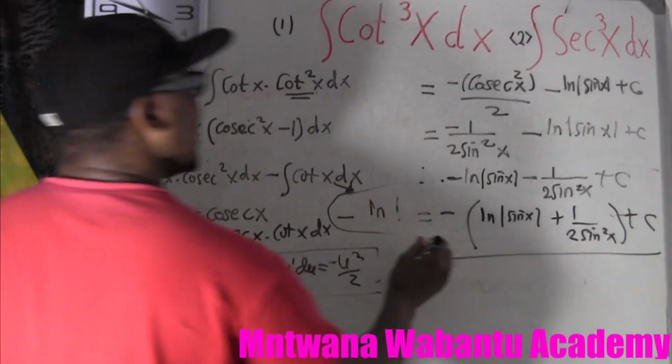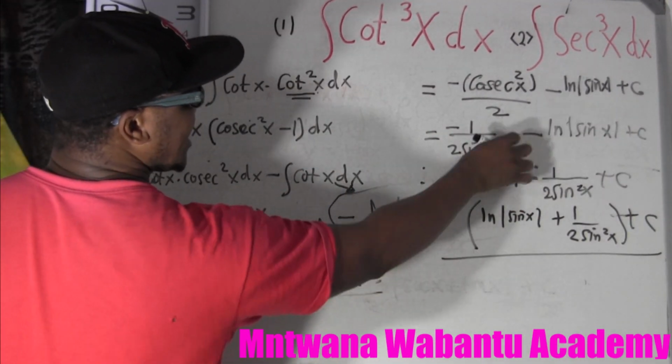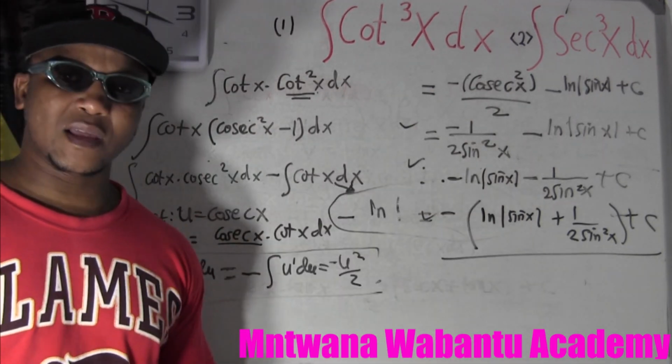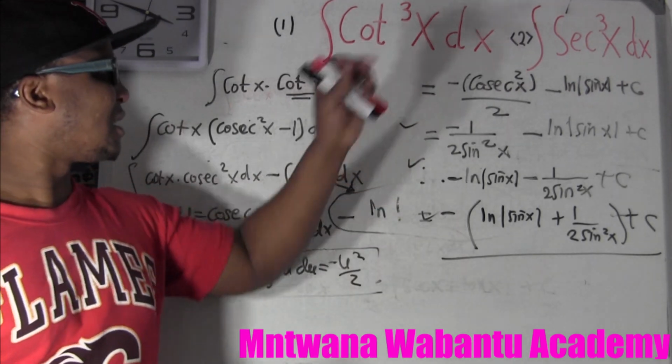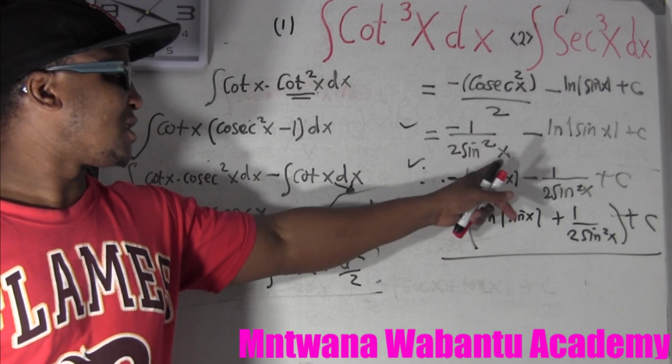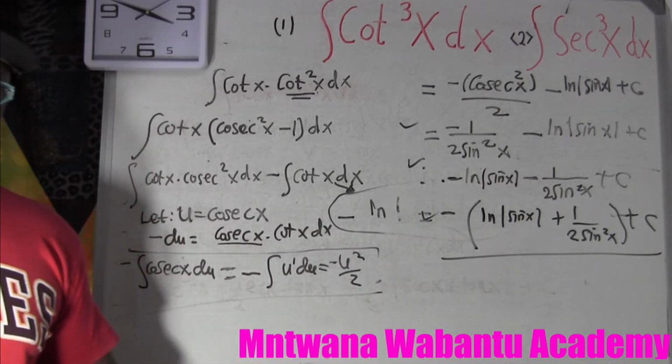plus c. So this is the answer. It can be this, it can be this, it could be that. Either this or this or that. All of that. You'll just go all the way to the end. So when you integrate cot cubed, this is the answer here. Negative 1 over sine squared or this or that one.